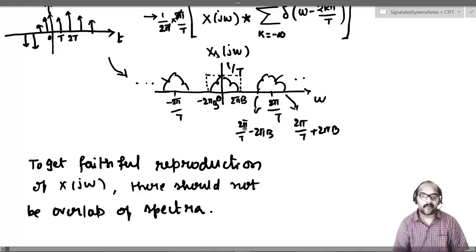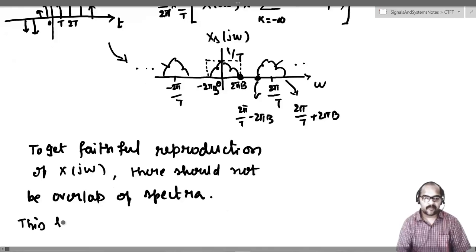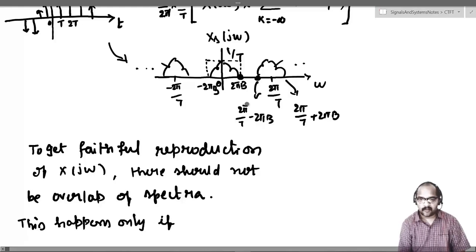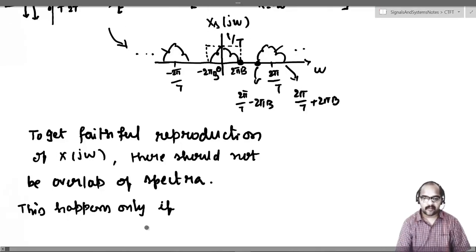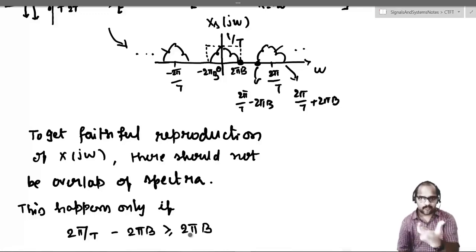So when does this overlap not happen? When this point and this point are not crossing with each other. Can you tell me the condition here? This point is 2 pi by T minus 2 pi B, and this other point is 2 pi B. So we want 2 pi by T minus 2 pi B to be greater than, we can put equal to, 2 pi B. It should be greater than or equal to 2 pi B. Why? If the points touch each other, theoretically we can still get back that Fourier transform, but if they cross each other, then we cannot get the Fourier transform.